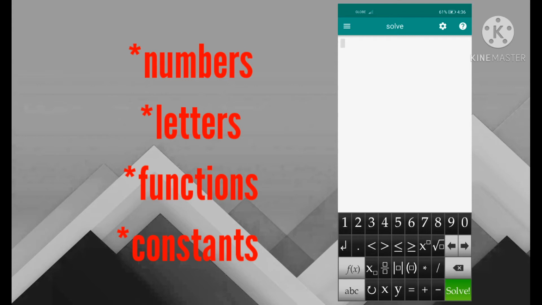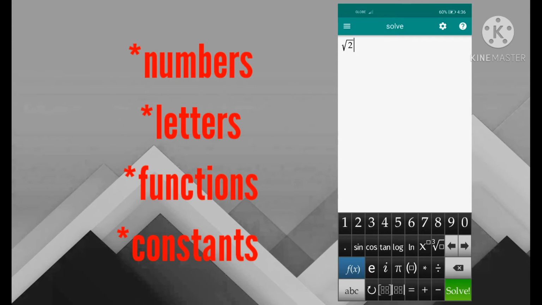Then, meron din tayong para sa ating radical expressions. Ito. Ayan. Square root of 2. Then, meron tayong backward. Ito. Arrow to the left. Tapos, meron tayong arrow to the right. Ayan. Tapos, meron tayong f of x dito. Yung mga different functions. Ayan, lalabas yung sine, cosine, tangent, logarithm, then yung ating natural logarithm.